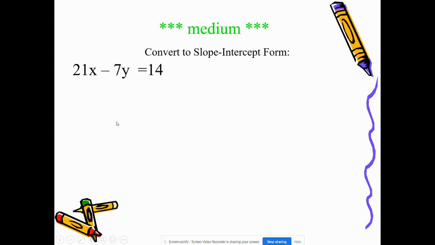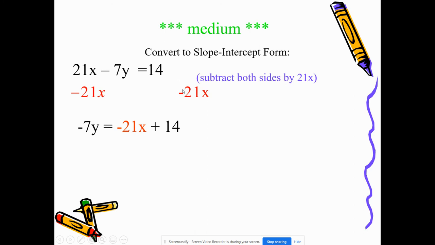So let's take a look at this problem. What linear form is this equation in? If you're thinking standard, you're correct. So when you have the x and the y on the same side equal to a constant, this is in standard form. So what you want to first do is you want to always leave the y where it is and move your x term over to the other side. So we're first going to subtract this 21x because it's a positive number. So we're going to subtract on both sides.